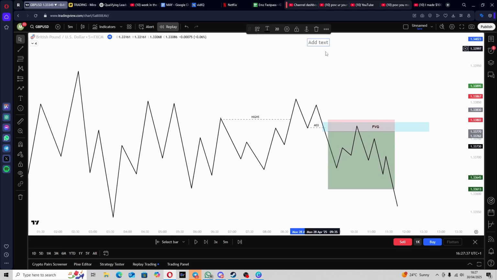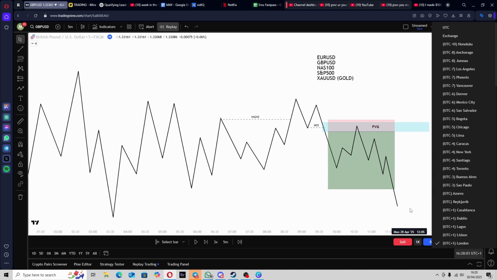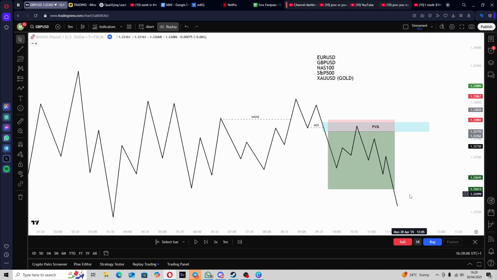Let me tell you the pairs that it works on. So it works on EURUSD, it works on GBP USD, it works on NAS 100, it works on S&P 500, and it also works on XAU USD, which is gold, right? So let me just make this clear. So it works on all of these pairs, right? And today we used it on GBP USD. We're on the actual London time zone right here. You could change it into New York, but it's a very, very hard strategy to learn in New York, right?